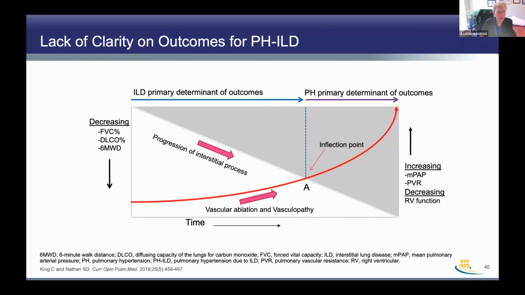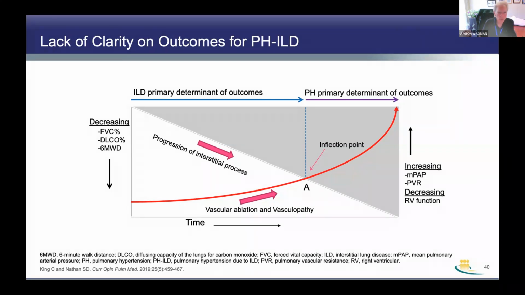And if we think about how the disease progresses, we can really think about these patients as having 2 overlapping disease states. The interstitial lung disease, which we know is progressive, although it's often hard to define the rate of progression, and then the development of pulmonary vascular disease, which also is progressive.